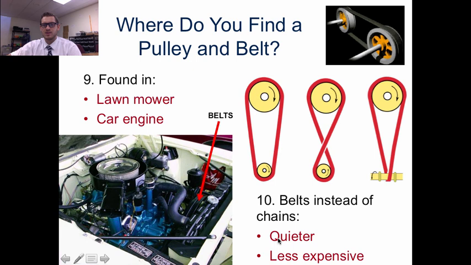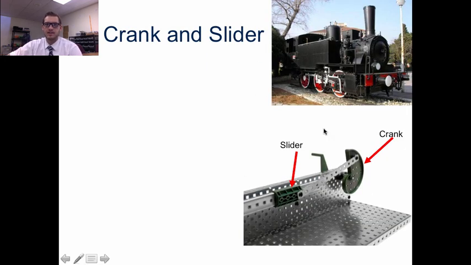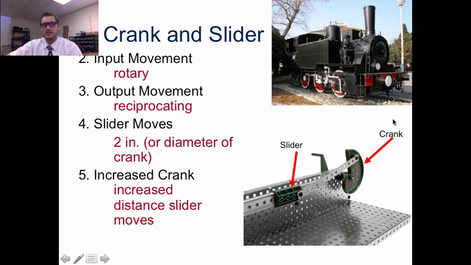So it's turning. They are quieter, less expensive, and less likely to injure you if you happen to get clothing caught in them. Crank and slider. Now we've all seen steam engines or steam trains. This is basically the same motion. Input is rotary right here. Output is reciprocating, sliding back and forth.